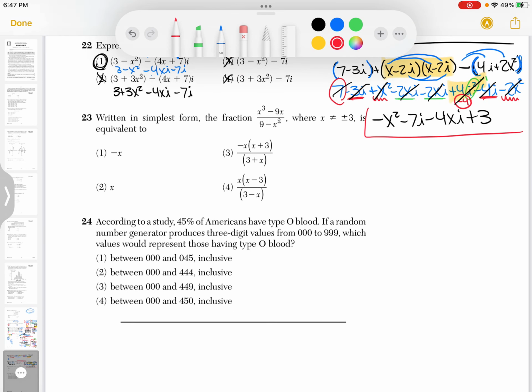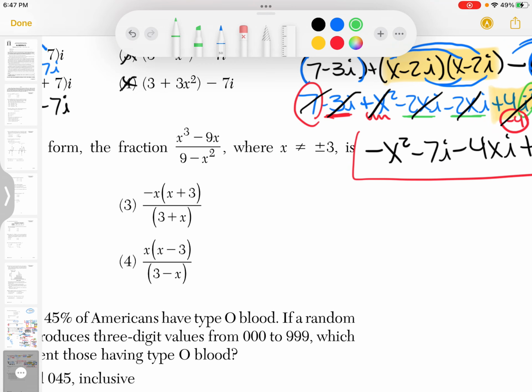All right, next one. Written in simplest form, the fraction, where x is not equal to plus or minus 3, is equivalent to. I don't want you guys to get thrown off by this. Some people often do. It's just stating what is excluded from this fraction so that the fraction can be correct. If you plugged in a positive 3 here, it'd be 9 minus 9, which is 0, and you can't have a denominator of 0. Even if I plugged in a negative 3 here, negative 3 squared is 9. 9 minus 9 would get me a 0 in the denominator.